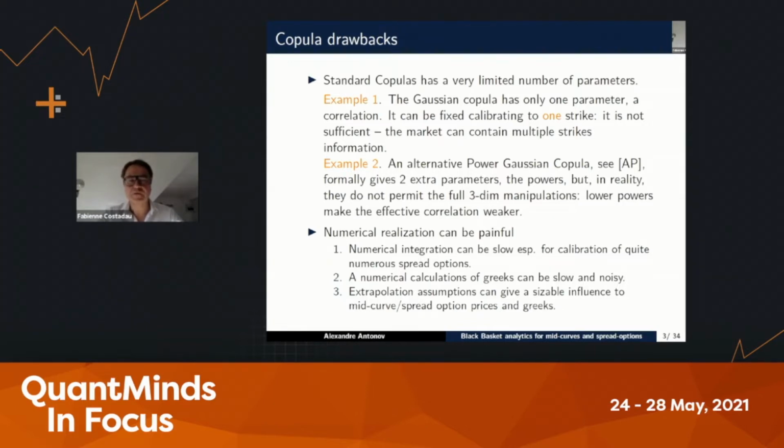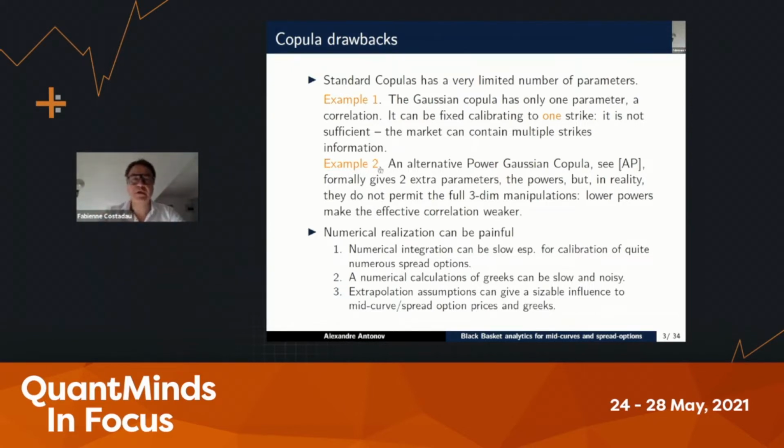The first example is the Gaussian copula. It has only one parameter, a correlation. If it is fixed to one strike, for example, it is not sufficient to cover the other strikes which are available on the market. So only one strike can be fixed here.